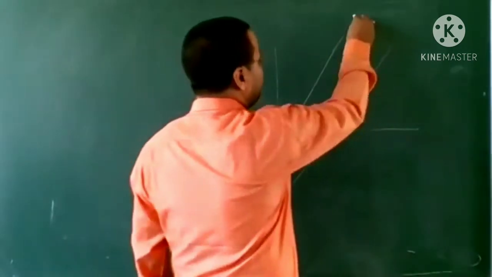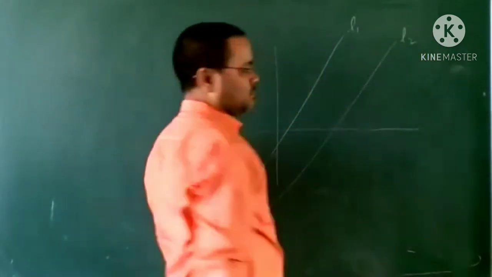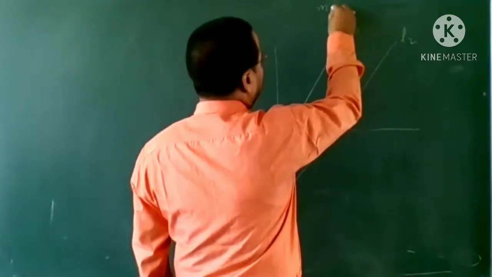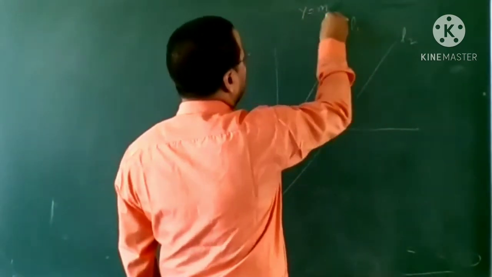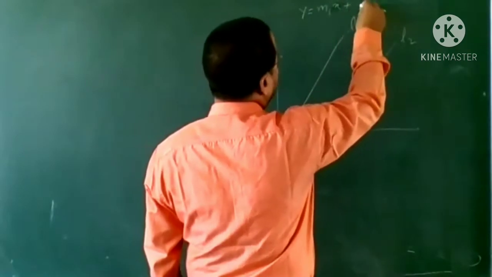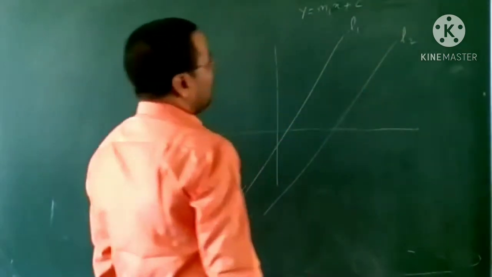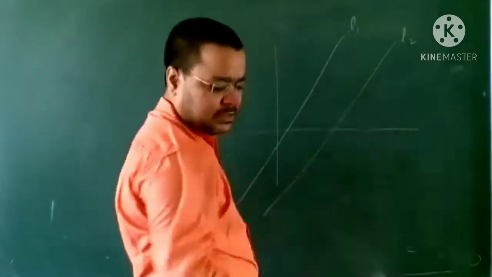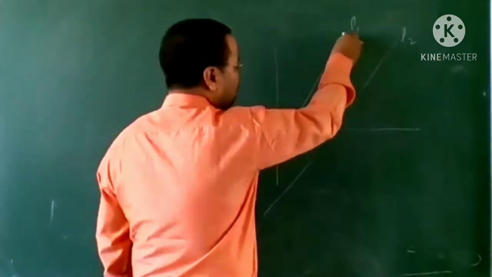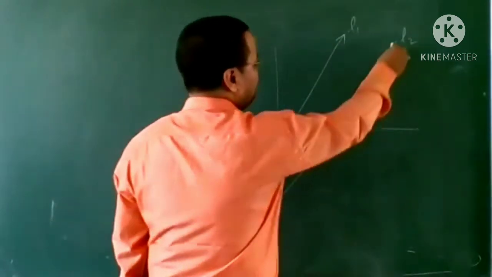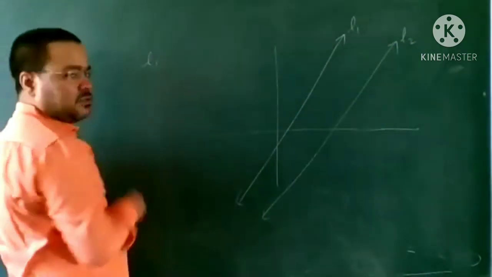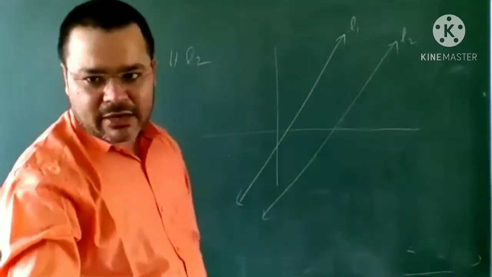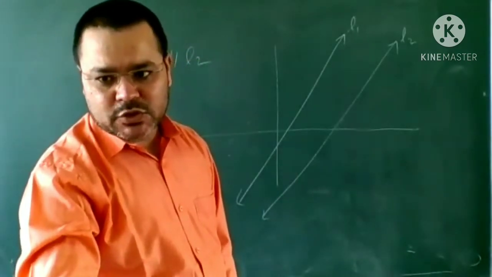Let there be two lines L1 and L2. The equation of the first line is y is equal to m1x plus c. Here there are two parallel lines L1 and L2. Line L1 is parallel to line L2.